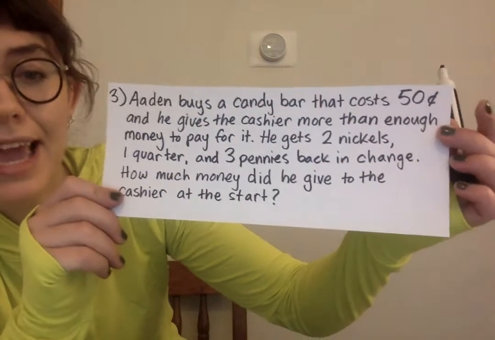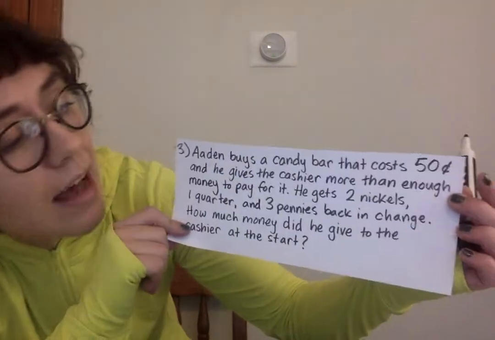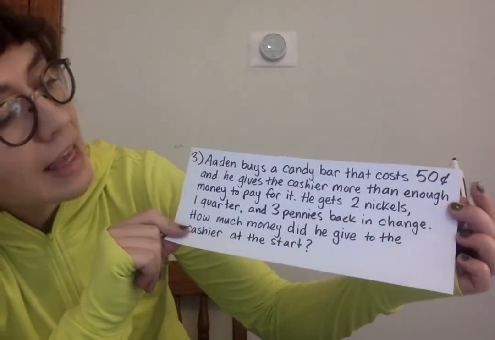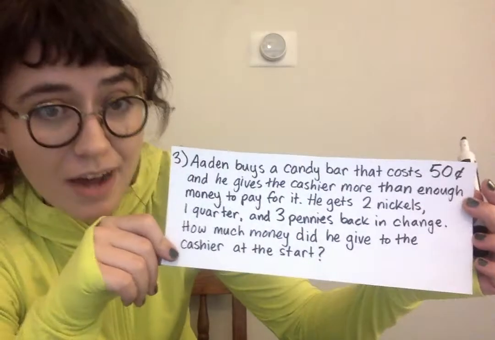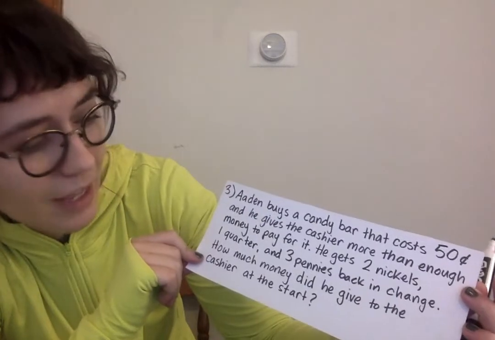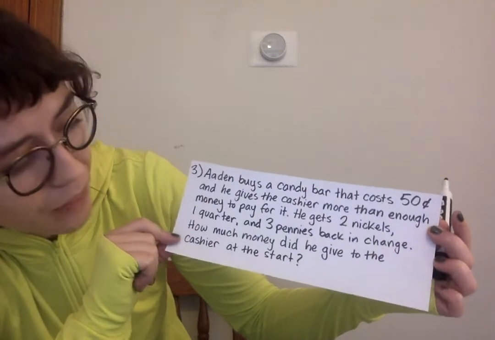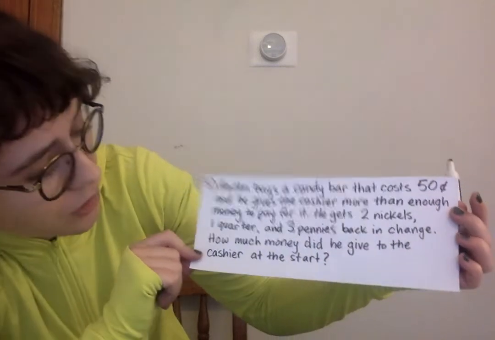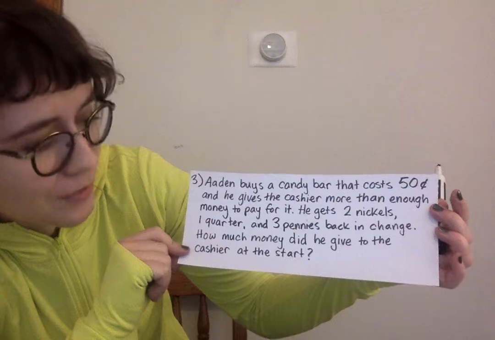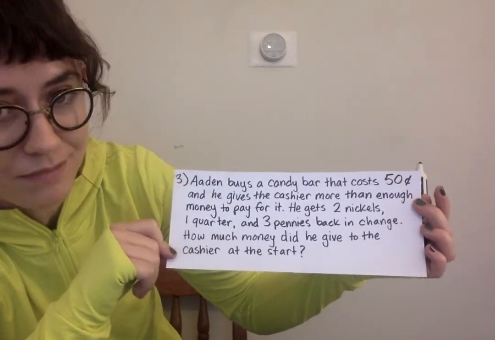So here we go. Aiden buys a candy bar, and it costs 50 cents. He gives the cashier more than enough money to pay for the candy bar, though. He gets 2 nickels, 1 quarter, and 3 pennies back in change. So how much money did he give to the cashier at the start?